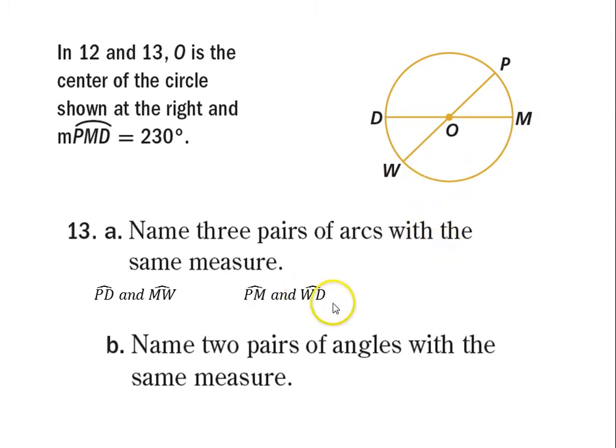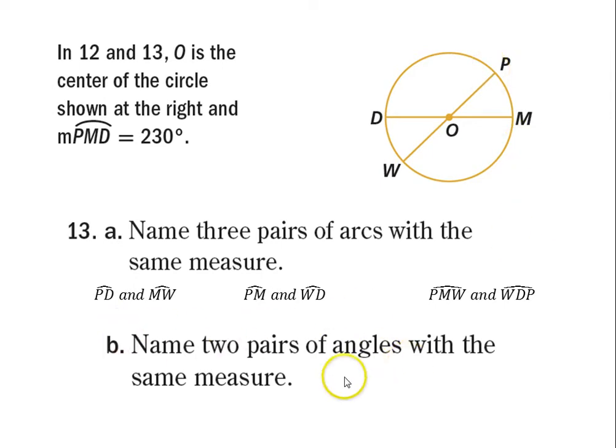There's also PM and WD. From P to M and W to D, both of those are those 50-degree arc lengths. And another one we could say is PMW and WDP. PMW is this half circle, from P to M to W, and then WDP is just the other side of the circle, and both of those have 180 degrees in them.